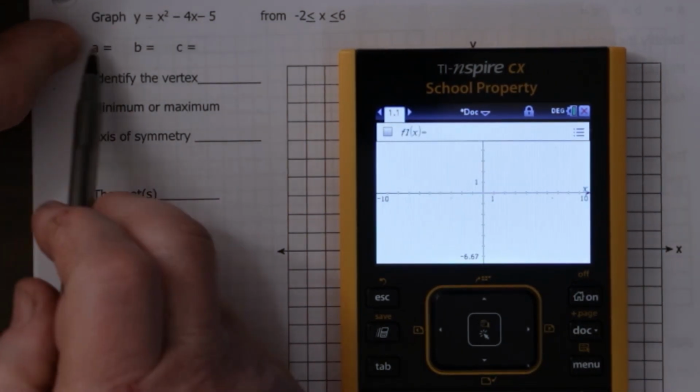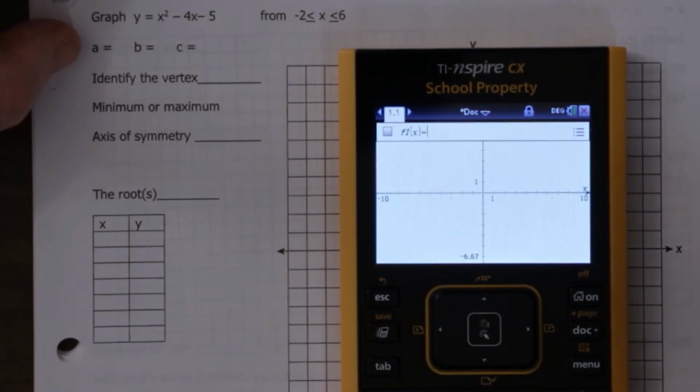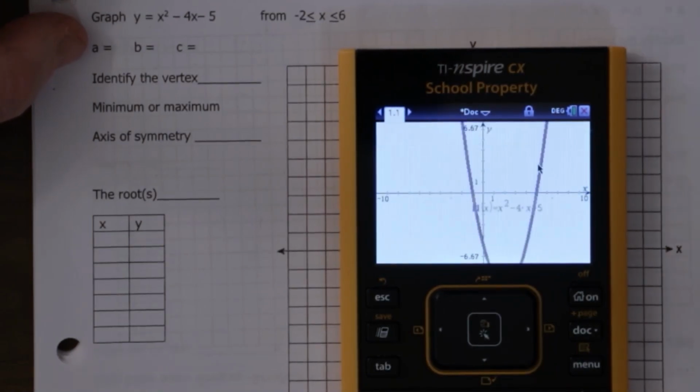Once again, y and f of x are the same thing. I do my x squared minus 4x, not negative 4x, minus 5, not negative 5. Hit enter. I get a smiley.